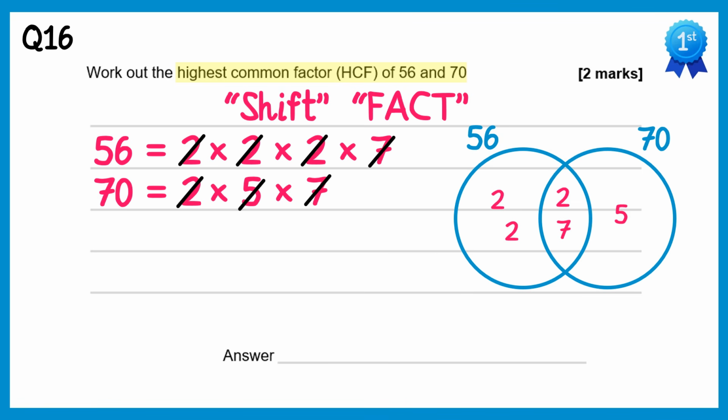So now we've completed this Venn diagram, the highest common factor is always found by multiplying the numbers you have in the middle of the Venn diagram here. So we just need to do 2 times 7, which gives you 14.